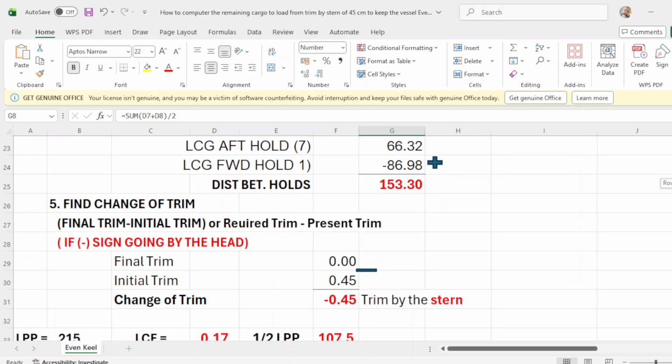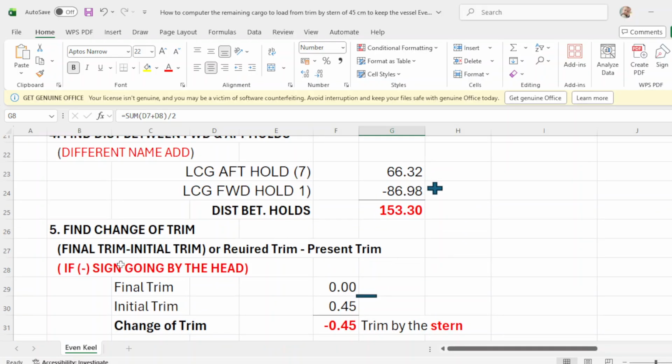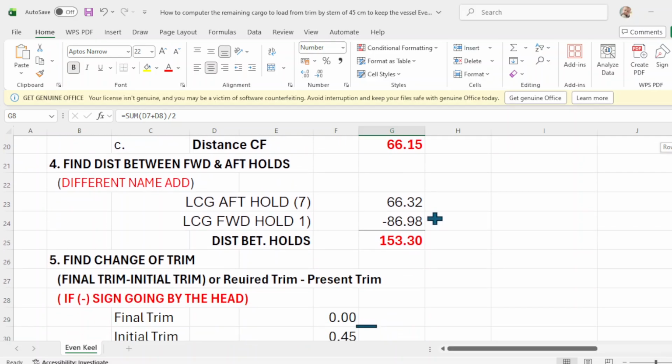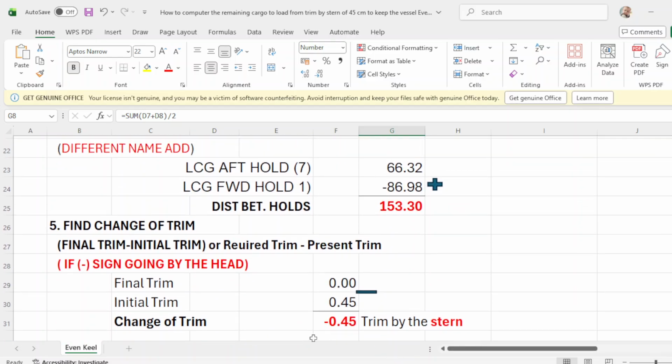And change of trim. Change of trim is your final trim minus initial trim, or the desired trim minus your present trim. So your final trim will be 0 because you want to have the departure in even keel, and your initial trim is 45 centimeters, which is this one. Okay. So your change of trim is negative 45. You are trimmed by the stern. Okay. I will tell you why it is negative later.